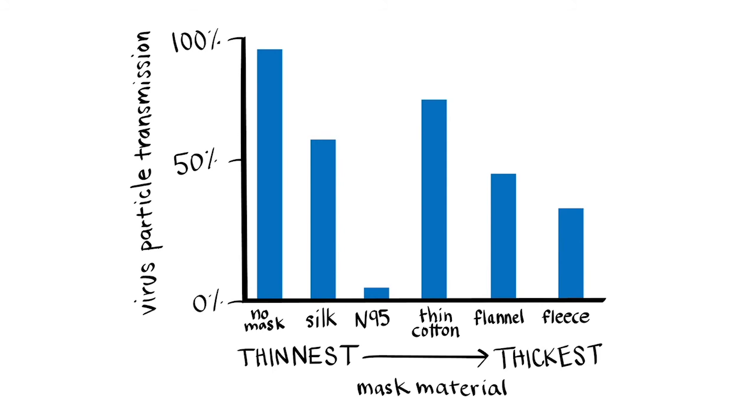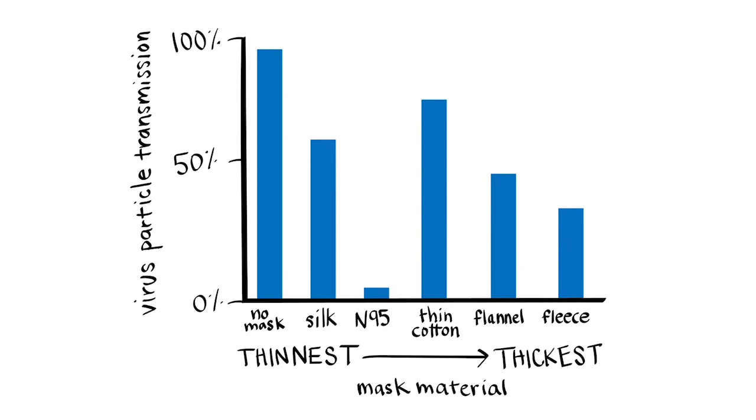So in the beginning of this graph, it almost looks like our pattern is working, right? So no mask, which would be like infinitely thin, was the highest transmission of viral particles. Silk blocked a little more than no mask. And then N95, which we're pretending is slightly thicker than silk, blocked a ton. So it looks like our hypothesis is true.